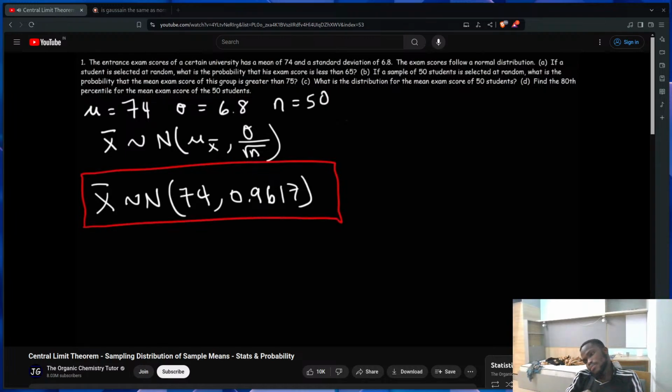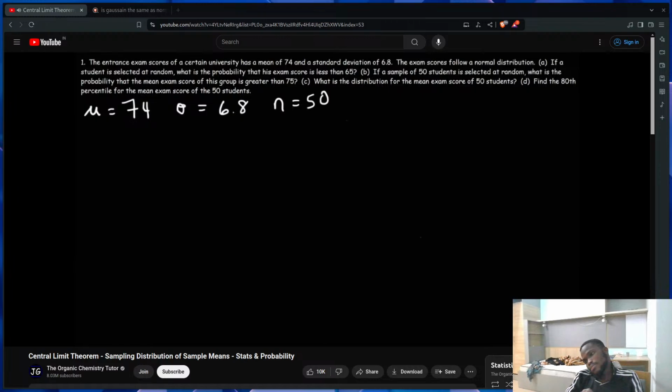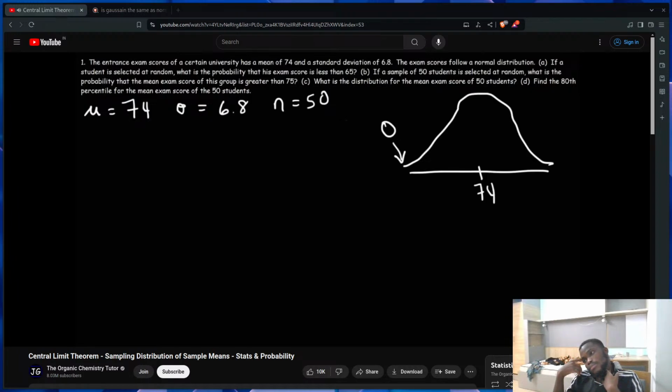Now let's move on to part D. Find the 80th percentile for the mean exam score of the 50 students. So going back to our normal distribution, we have a mean of 74. And at the bottom, towards the left, this is the 0th percentile. The middle is the 50th percentile. At the end, that's the 100th percentile. So somewhere to the right of 74 is the 80th percentile. We need to calculate the mean score that corresponds to the 80th percentile.